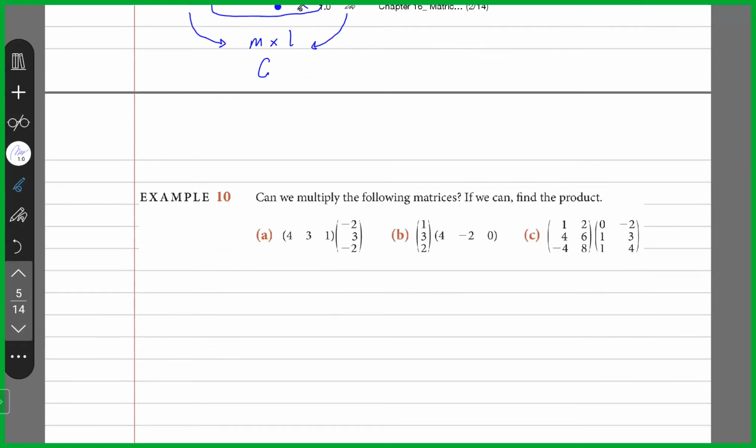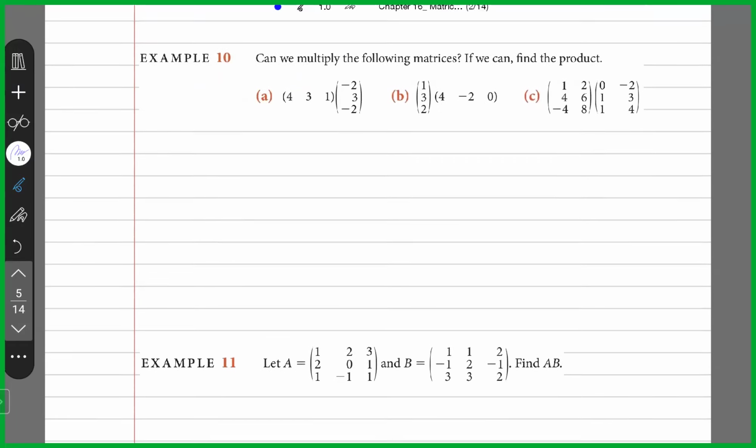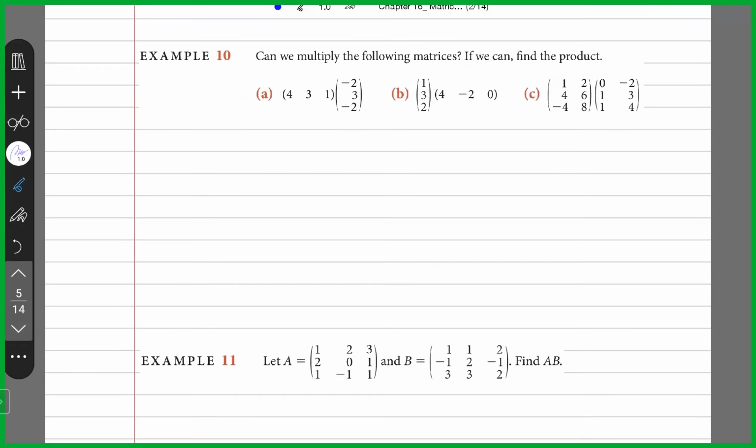All right, so example 10. Let me just do some multiplication to jog your memory. Can we multiply the following matrices? If we can, find the product. All right, well, let's find out. In A, the number of rows is 1.